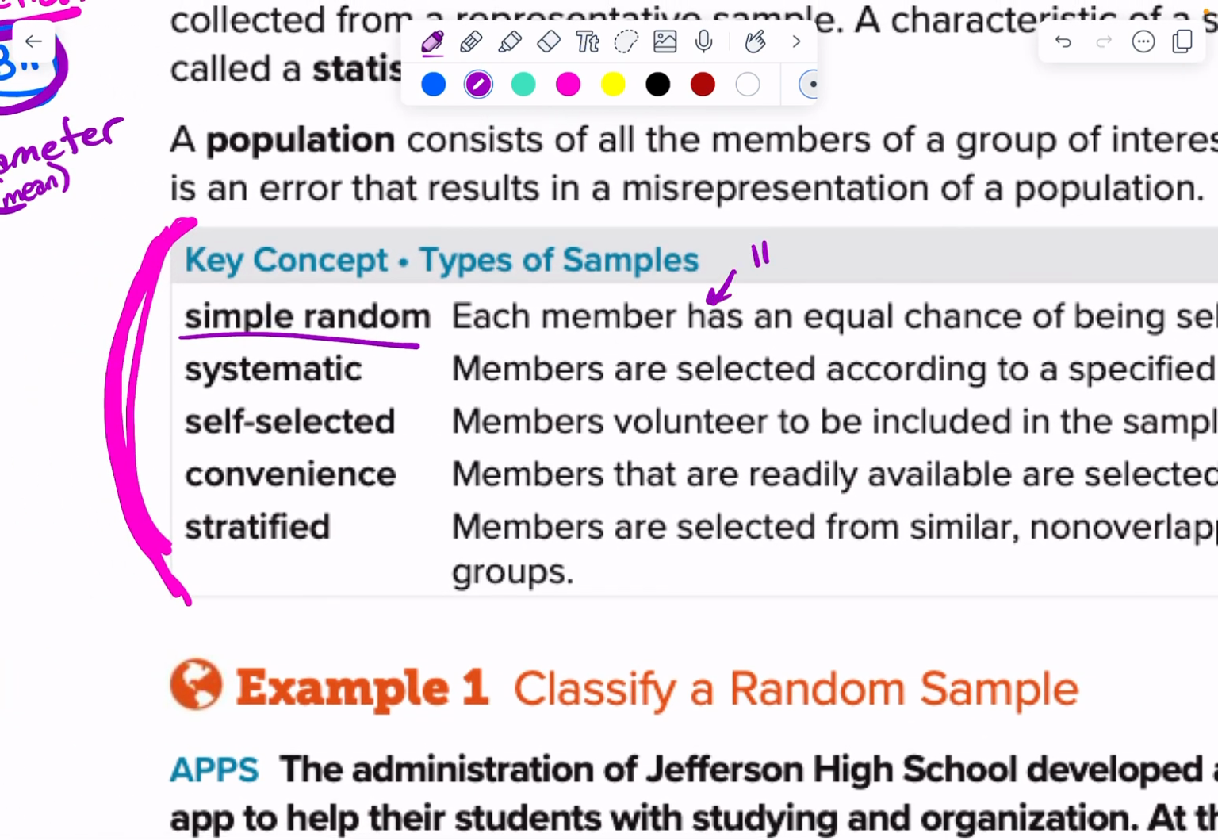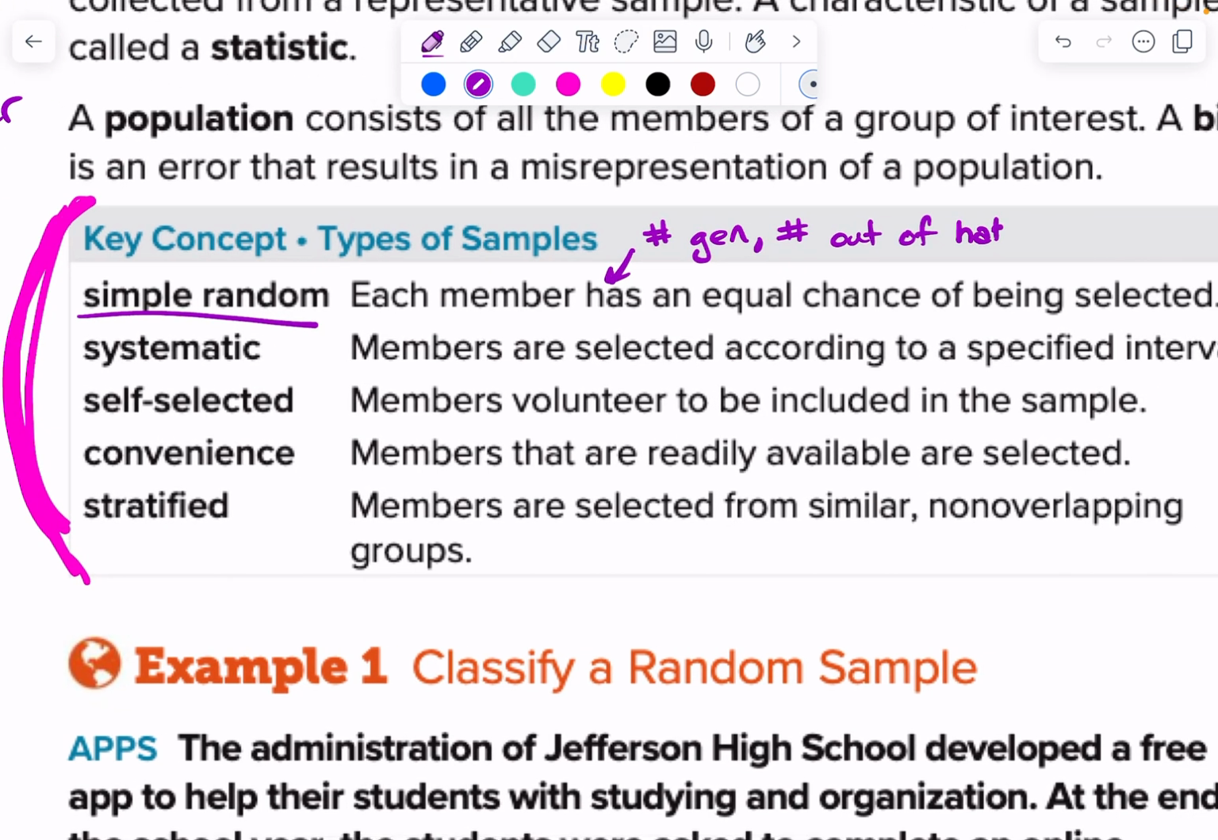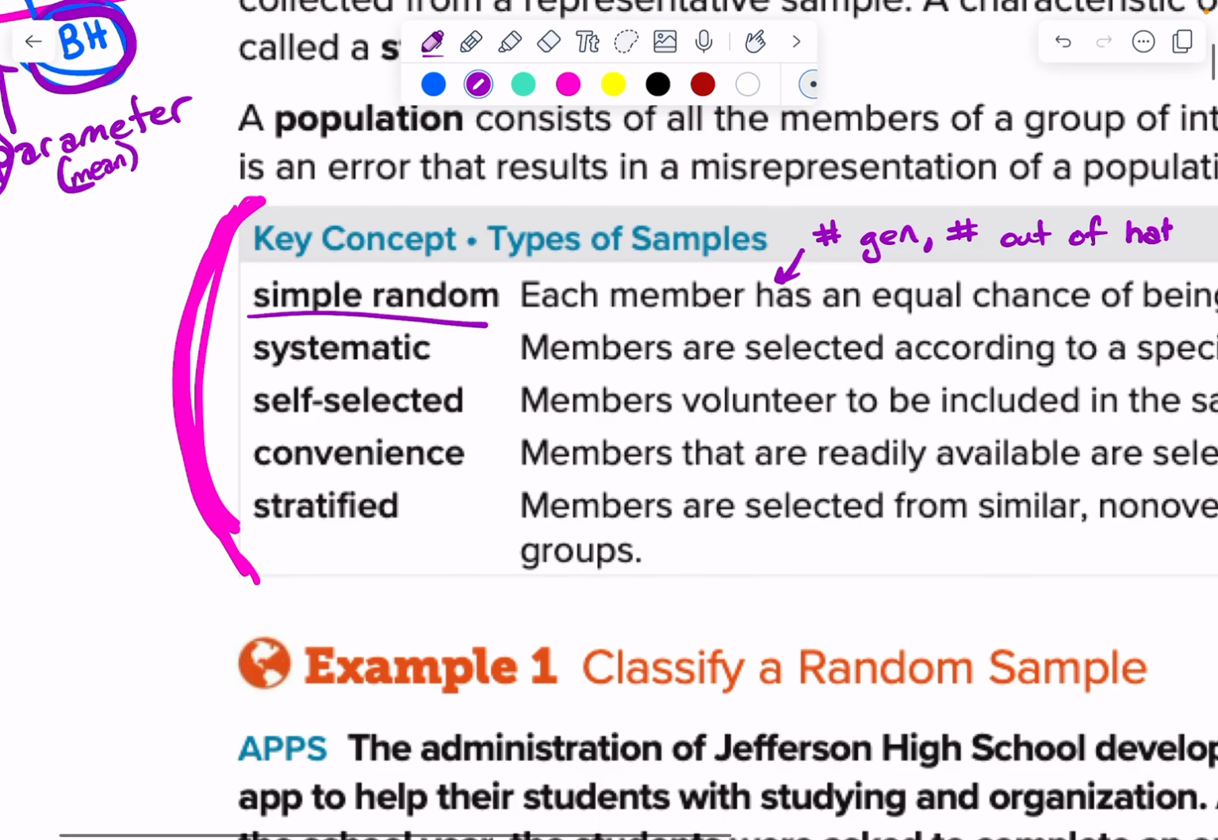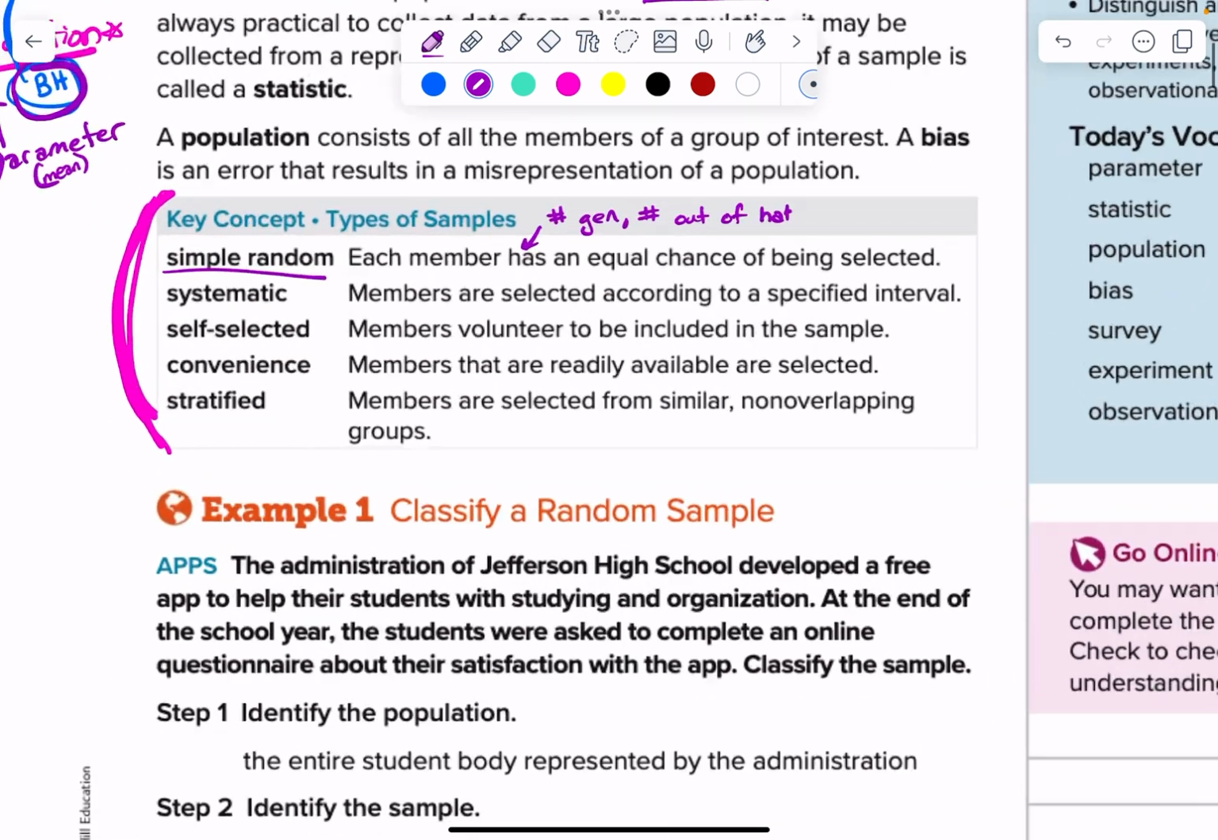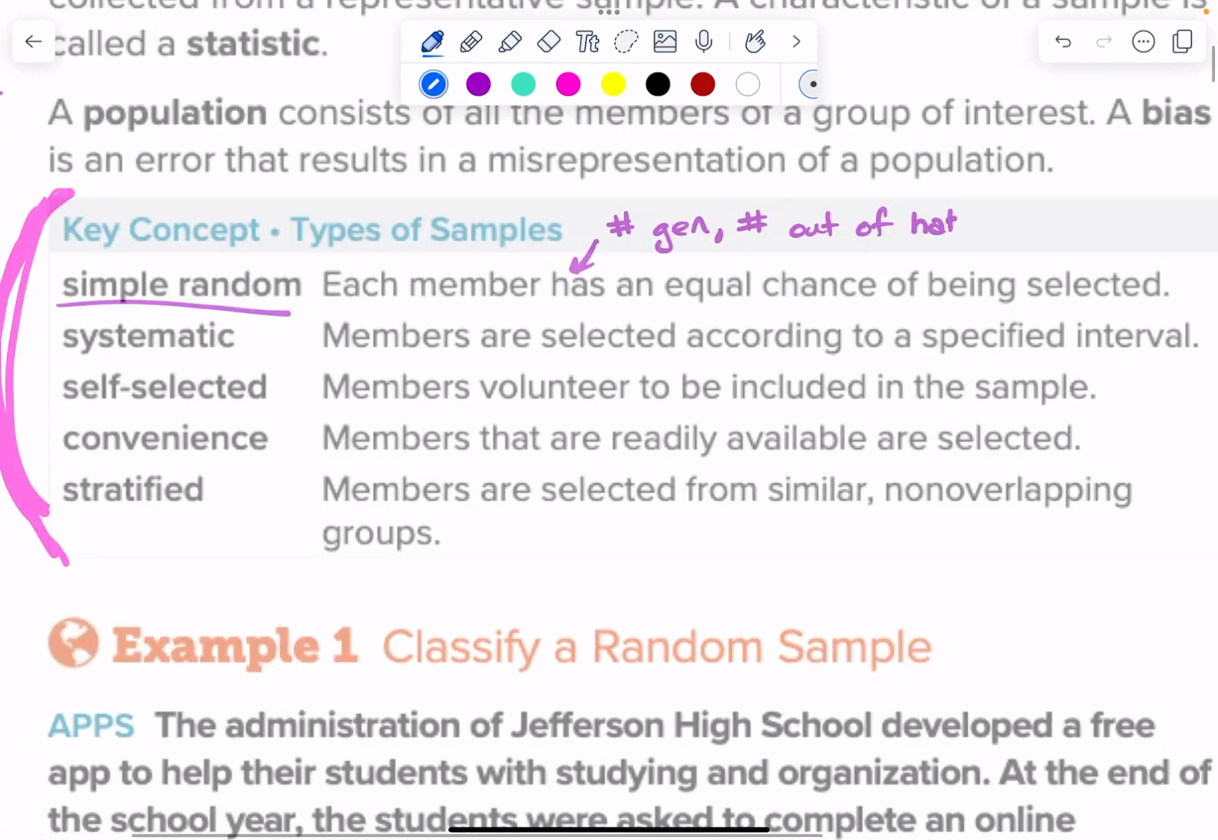So I'm going to say number generator. We can do a number out of a hat. That is a way of choosing them randomly. So in a simple random sample, each member has an equal chance of being selected. A simple random sample is the best method to do when choosing a sample.